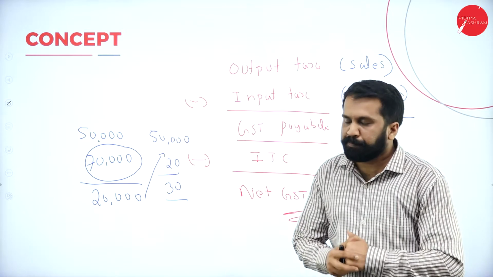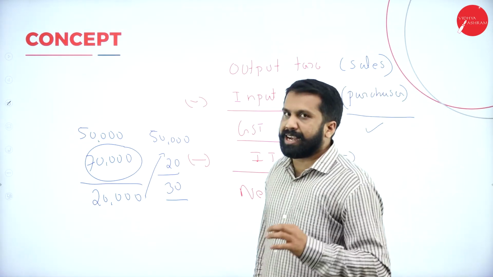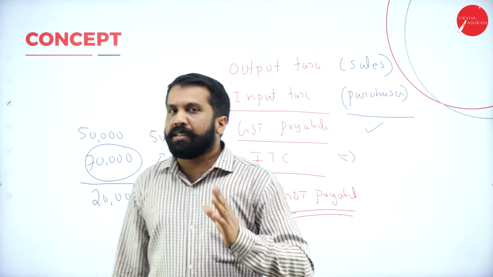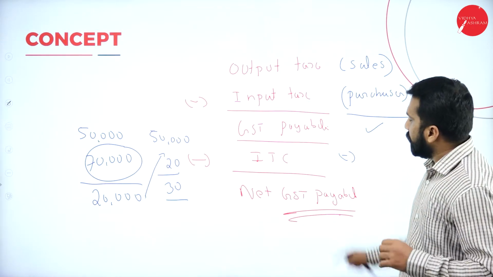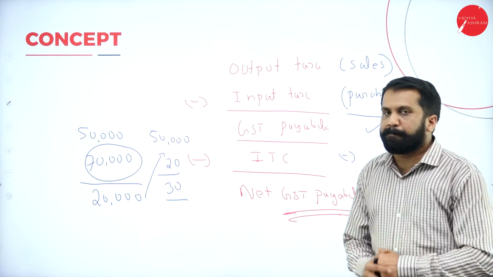That 40 rupees you are supposed to adjust in future tax payable. Hope you are clear. This is all about what we call net GST payable. So we'll go for one example problem so that you will understand better.